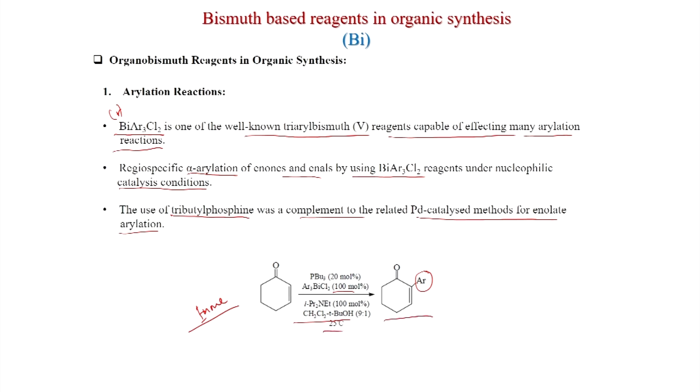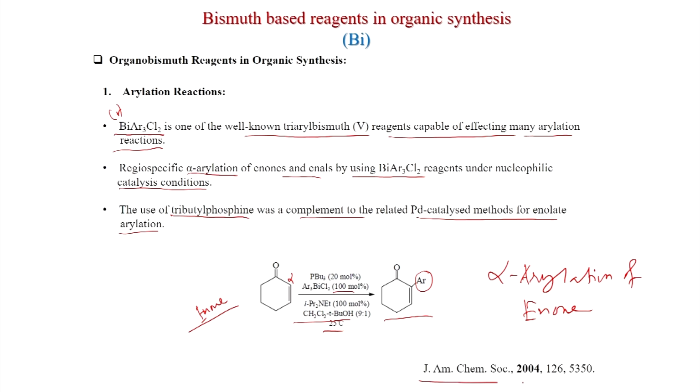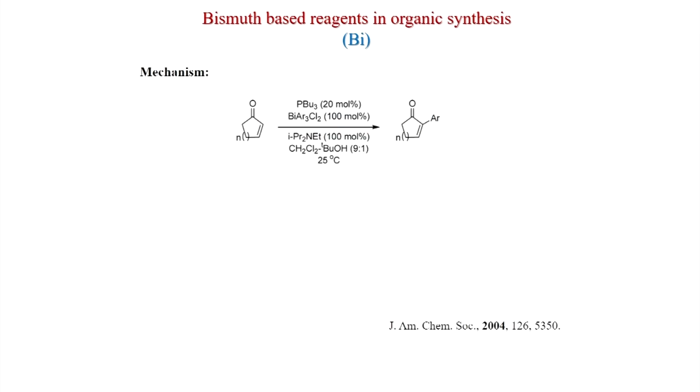So, this is a very useful reaction. Arylation happens selectively at the alpha position. So, alpha arylation of enones. It is a very useful reaction, and this was published by Chris J, a well known organic chemist from USA, in JACS 2004. So, what will be the mechanism?